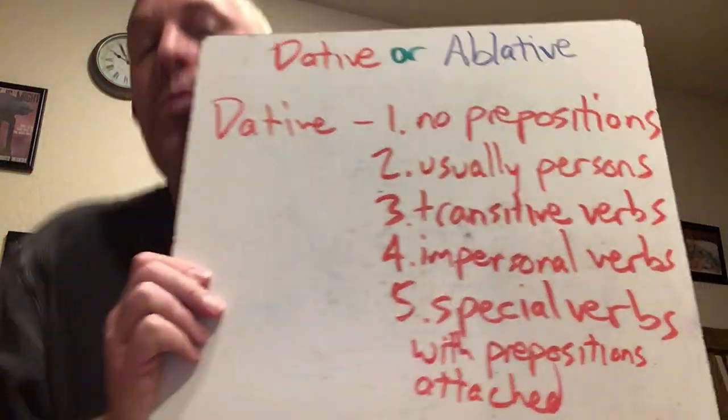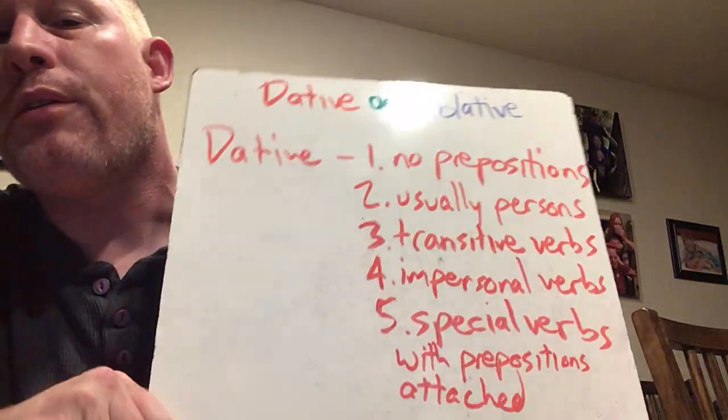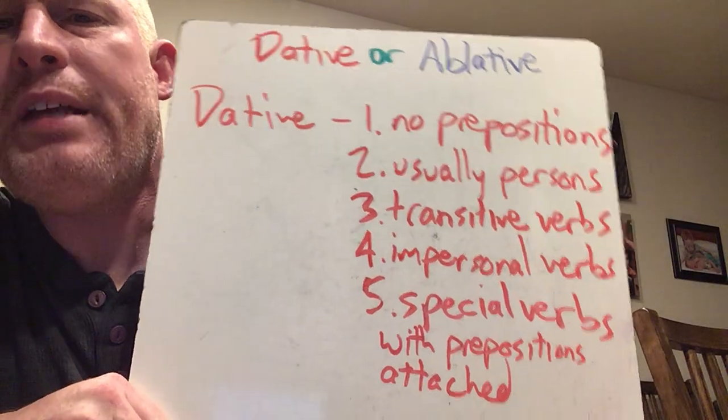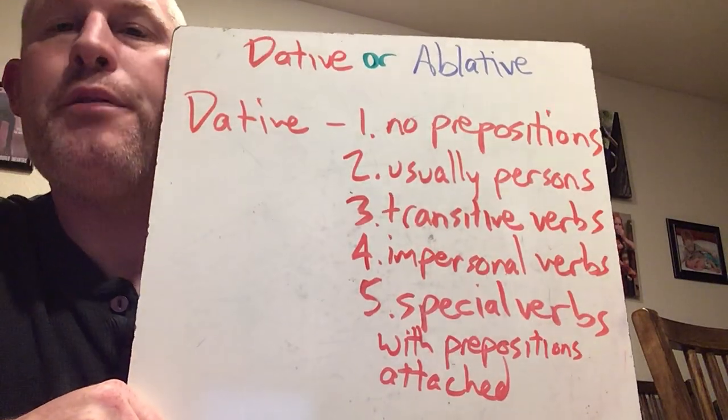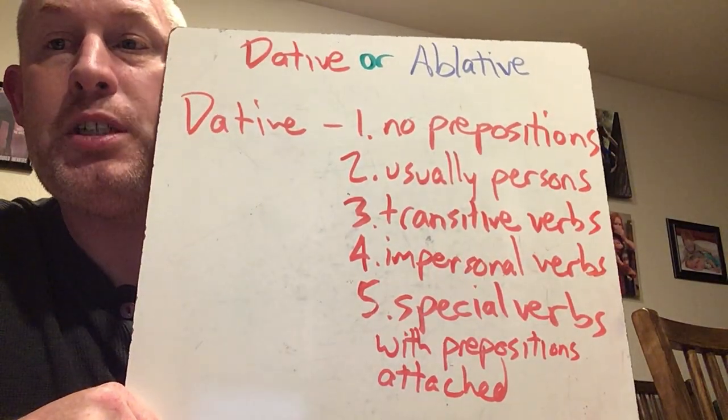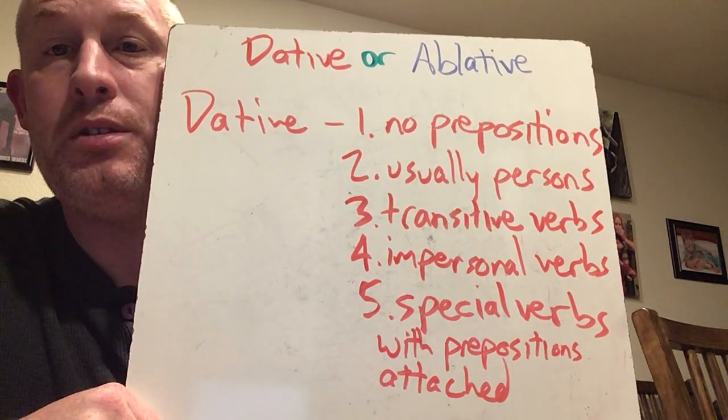So let's take a look at some examples, okay? The dative, let's focus on that. There's 5 reasons why we would use the dative right now. Later on, there will be more. But basically, the dative is never used with prepositions. So if you see a preposition, it's not going to be using the dative case, okay?